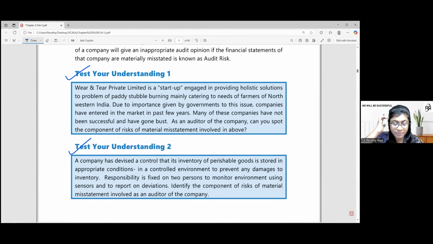Now, can you read? Wear and Tear Private Limited is a startup company engaged in providing a holistic solution to the problem of paddy stubble burning, mainly catering to the needs of farmers of North. Due to importance given by government, companies have entered the market in the past few years. Many of the companies have not been successful. As an auditor, can you spot the component of risk involved? Can you state which component of risk is involved?